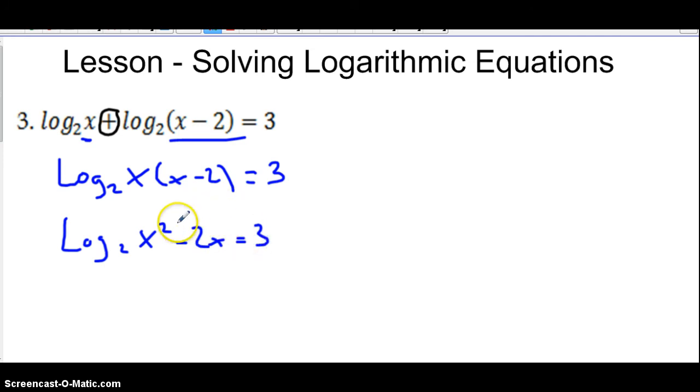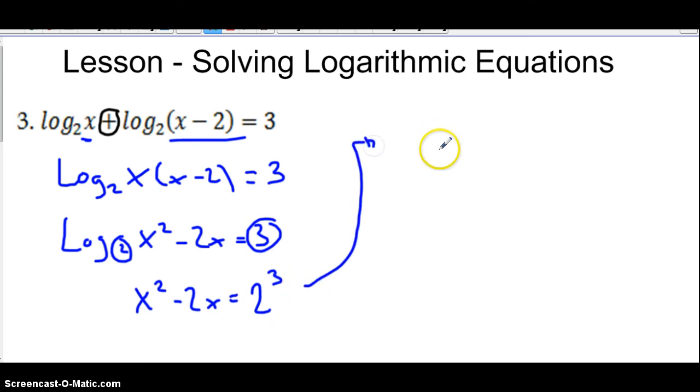And finally, we have to rewrite this in exponential form. So remember, this 2 is our base and 3 is our exponent. So we're going to rewrite this as x squared minus 2x equals 2 to the third power. Now from here, this is just a quadratic. So we get x squared minus 2x equals 8. And you guys know how to solve it from here.